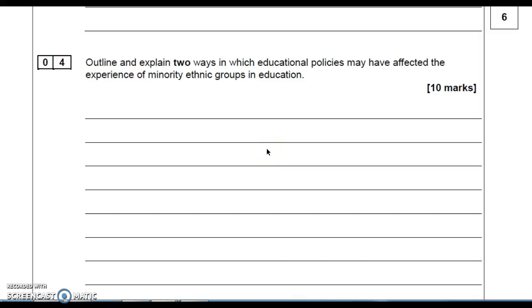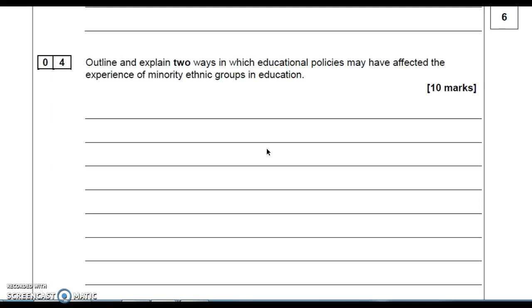So this one is overviewing the 10 marker from the 2017 AS paper. It's on the AS paper where you will have a 10 mark for education, where it's asking you to outline and explain. The outline and explain is not on the full A-level paper, so if you are from a college or a centre that is doing only the full A-level, don't follow this paper. This is if you are doing the AS at the end of the first year.